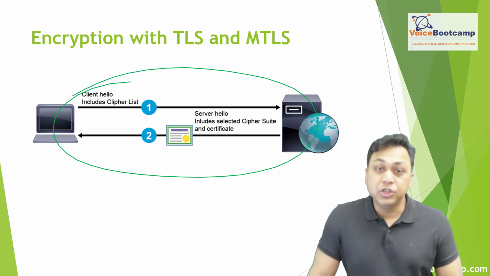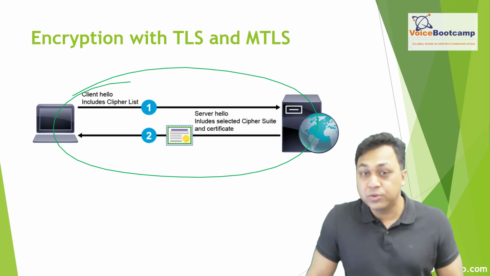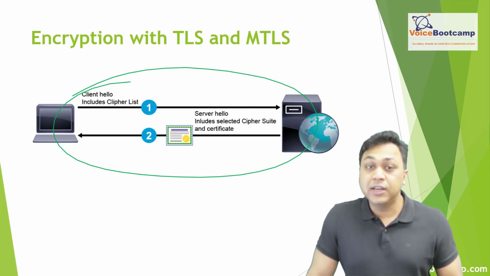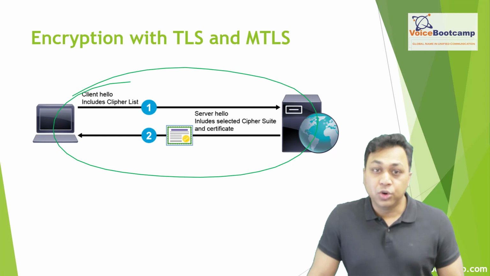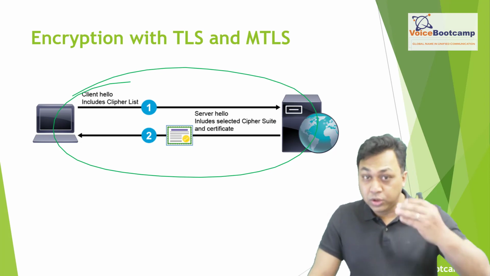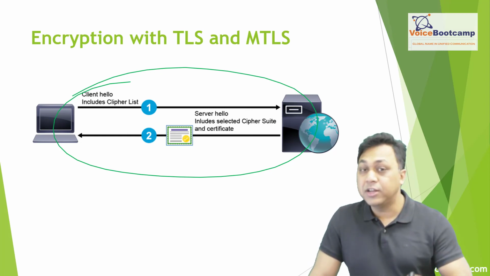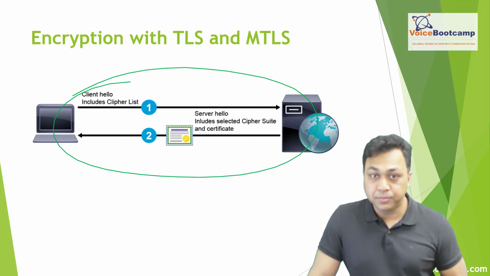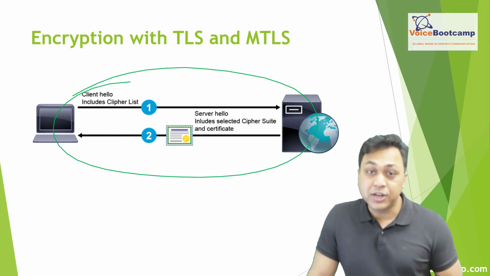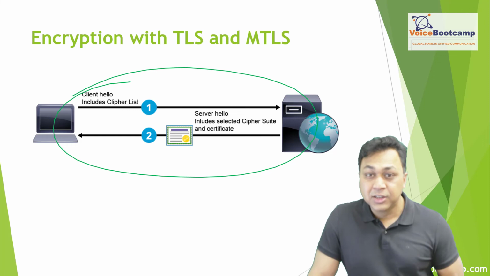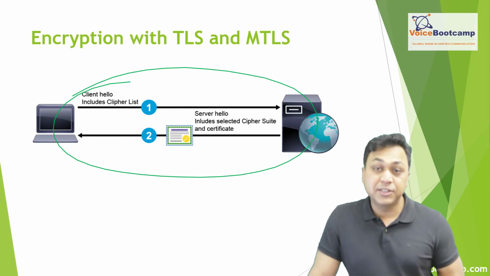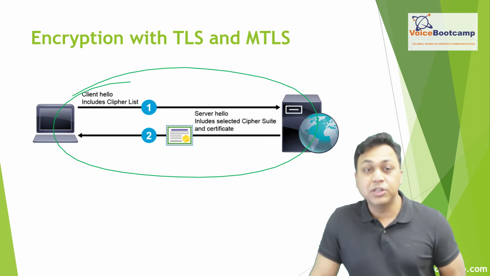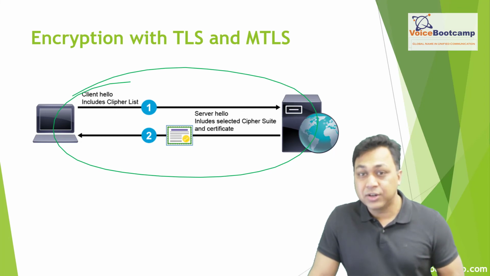MTLS is used, for example, for signaling between the endpoint and the Cisco Unified Communications Manager to which they are registered. So not just the IP phone will authenticate the call manager, but the call manager will also authenticate the IP phone. In this case, we're going to use Transport Layer Security, TLS, a method for encrypting TCP traffic, which is commonly used for web services traffic and SIP signaling.